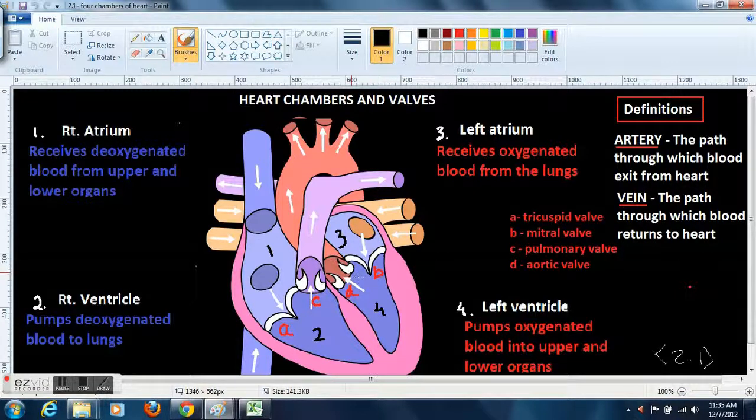So in this slide we learned about 4 chambers, 4 valves and 2 definitions. 4 chambers are right and left ventricle and right and left atrium, and 4 valves are tricuspid, mitral, pulmonary and aortic valves. And artery is the path through which blood exits, and vein is the path through which blood enters, and in between 2 chambers there is a valve which ensures that blood does not go back. So it ensures that blood flows in one direction only.